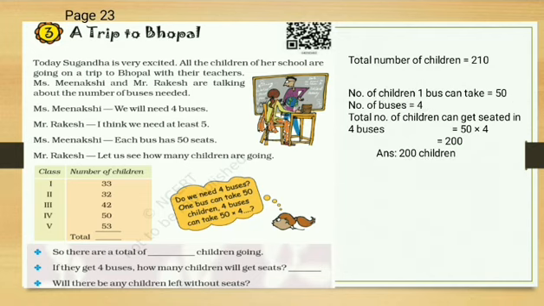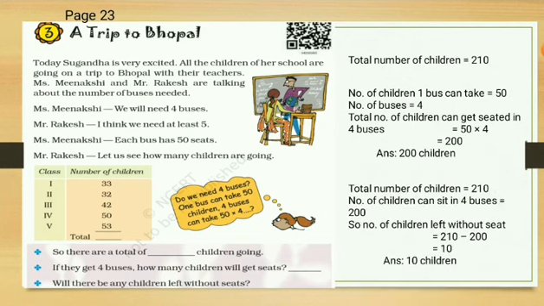Now we have 210 children, isn't it? So there will be some children who will be left without a seat. To find how many children are left without a seat, from the total number of children we are subtracting the number of children that come in 4 buses, and the number of children left without a seat is 10.